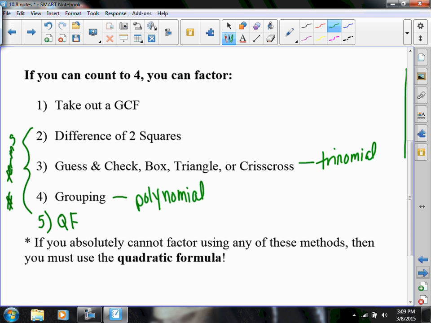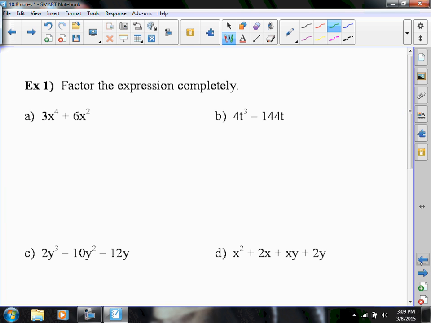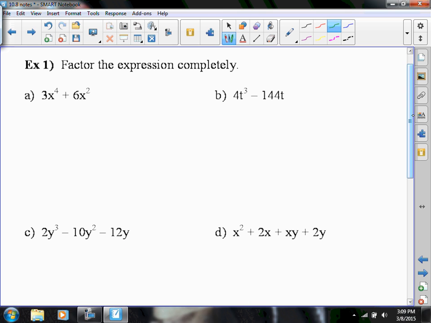Okay, so let's take a look at factoring completely. So for example 1, we have 6 parts to it, so we'll just look at the first 4 here. And we're always going to now look and see if we have a GCF. So for part A, I do. And our GCF can be numerical or variable or both. So it can be a number or a variable or both.